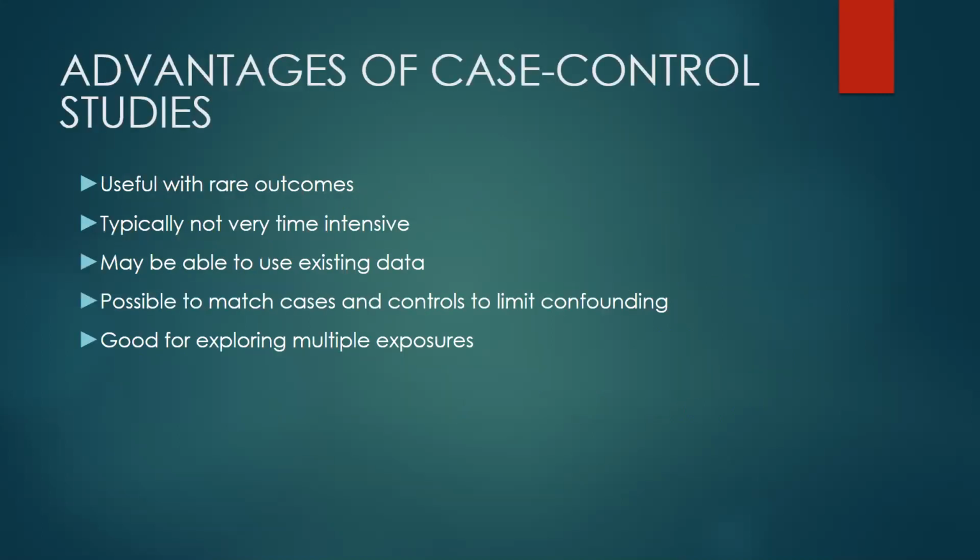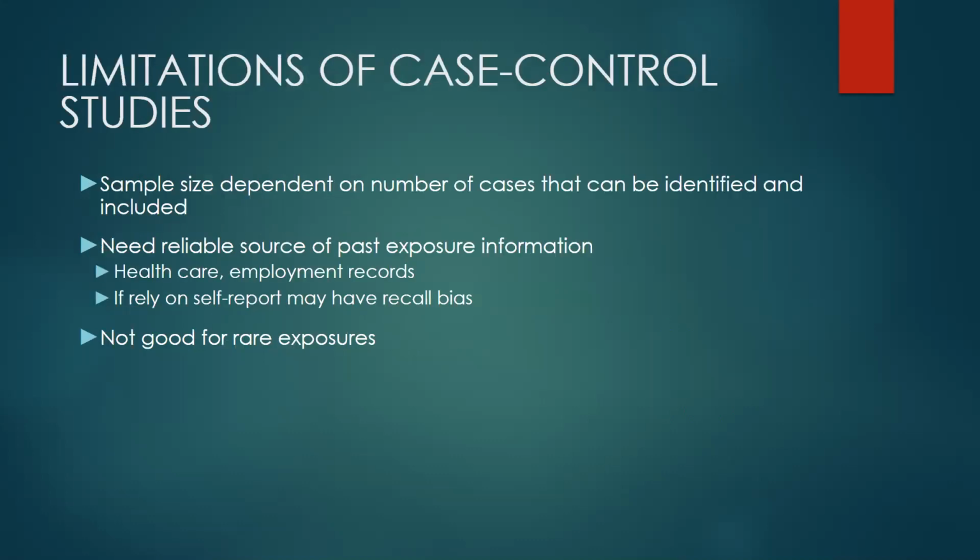So case control studies are a good option when you have a rare outcome, because again, we are sampling based on outcomes, so we can make sure we have enough cases and enough controls. They typically take less time than a cohort study because you're not following people over time. You're probably using some sort of records or existing data for much of your information. And again, you can match cases and controls on important factors, so that can limit confounding. And since we're sampling based on outcome, you can actually look at multiple exposures in a case control study.